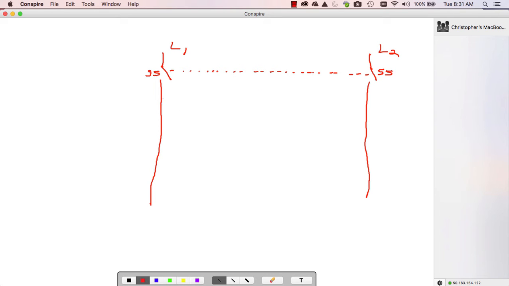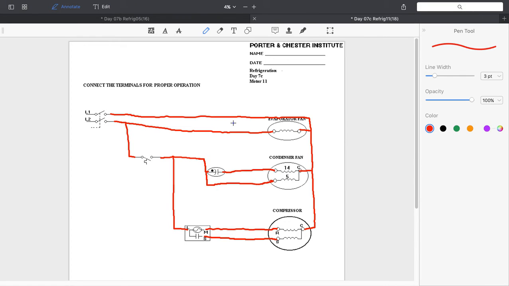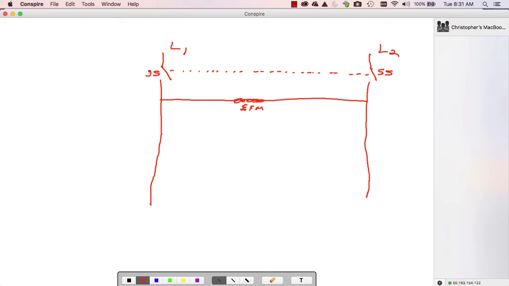Now, evaporator fan runs constantly. So it's a single coil because it's a shaded pole. We'll label it EFM. Now, back to our other diagram. Everything else is off my thermostat. So let's go ahead and get that thermostat in. It's a cooling thermostat. We'll label it TS.